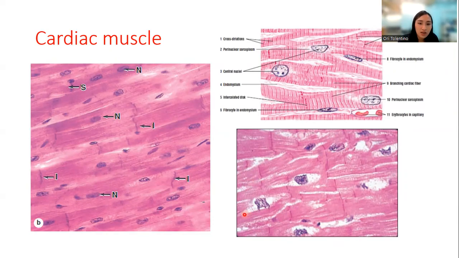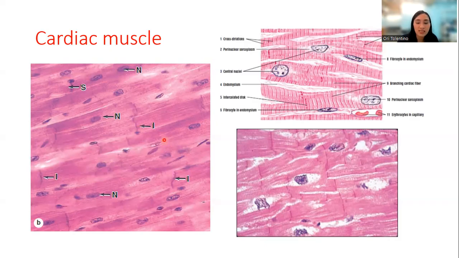It is also a striated muscle. You can see the striations right here, labeled S. They also exhibit one or two central nuclei. The difference from the skeletal muscle is that its nuclei are located at the outside, the periphery. The muscle fibers join end to end by the intercalated discs. When you see intercalated discs, you automatically think of the heart.